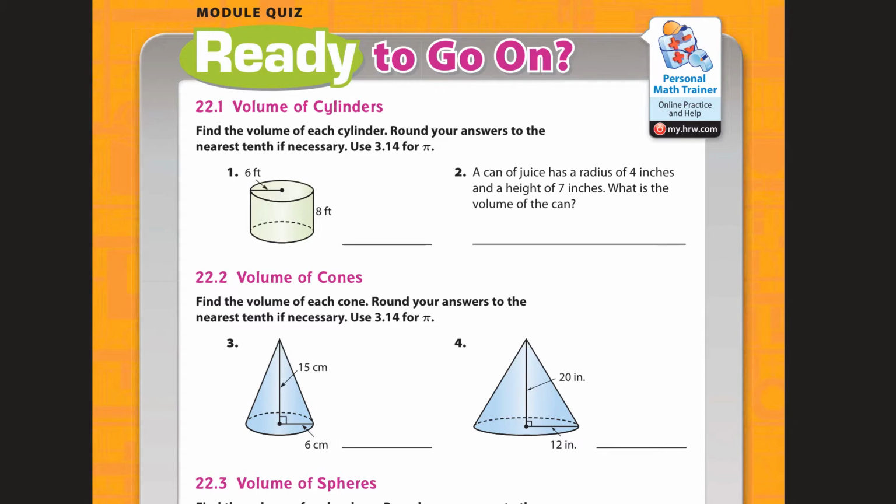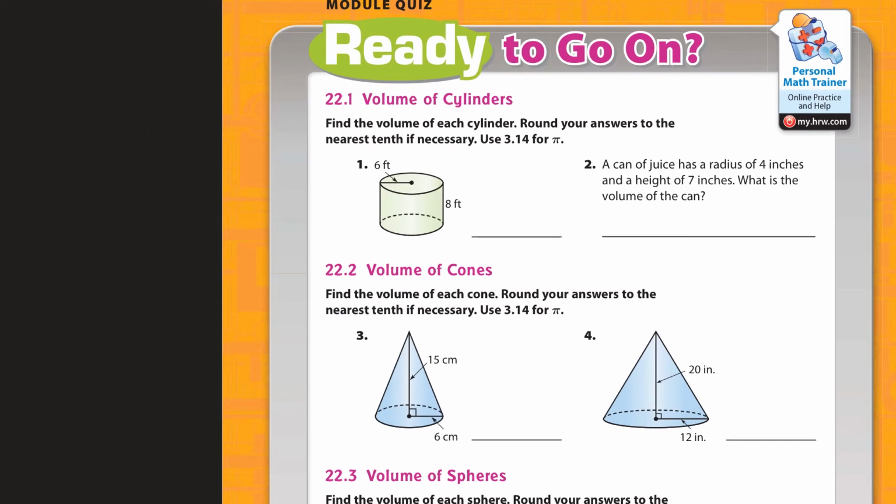We'll start with number 1. Find the volume of each cylinder. Round your answer to the nearest tenth if necessary. First, I'm going to give you the formula for the volume of a cylinder. The volume of a cylinder is the area of the base, pi times the radius squared, times the height of the cylinder.